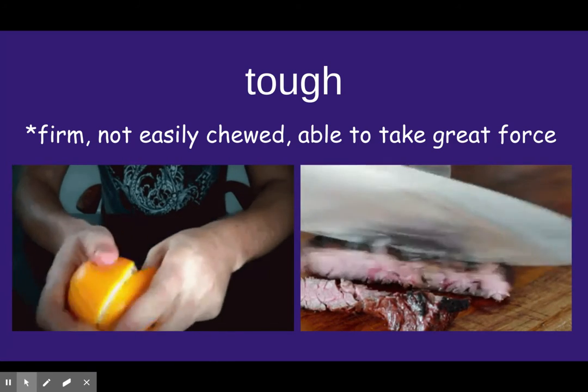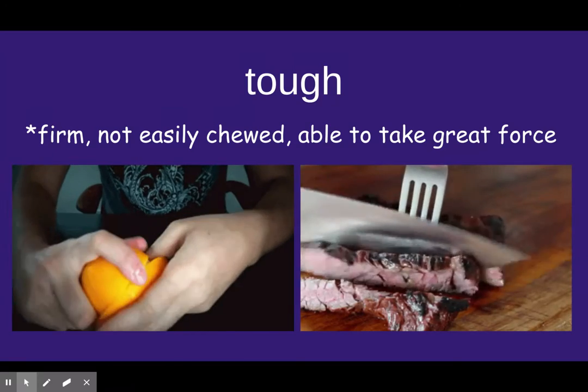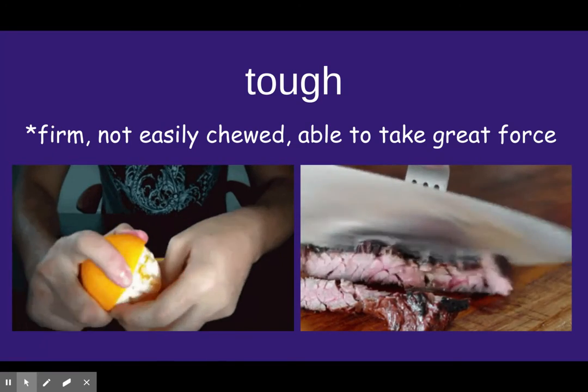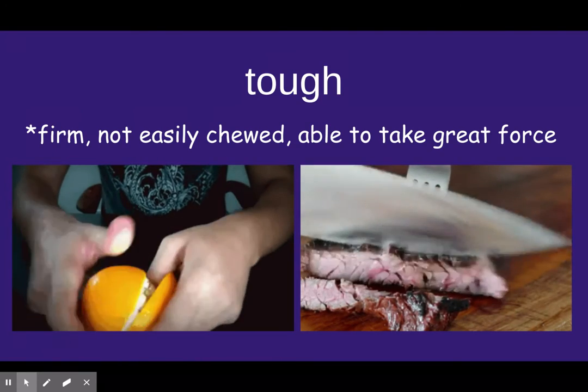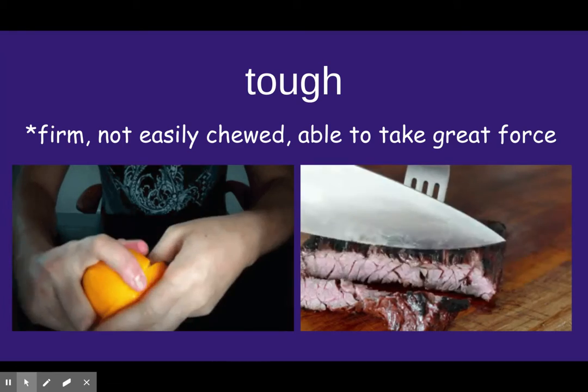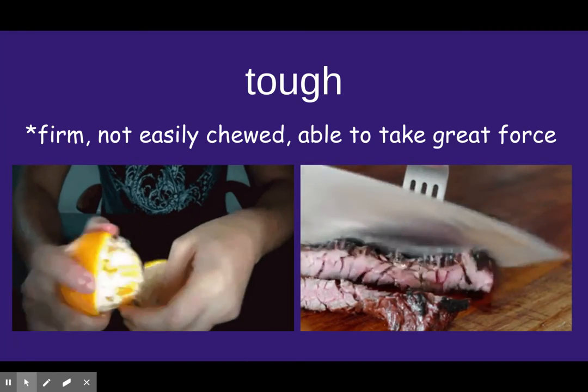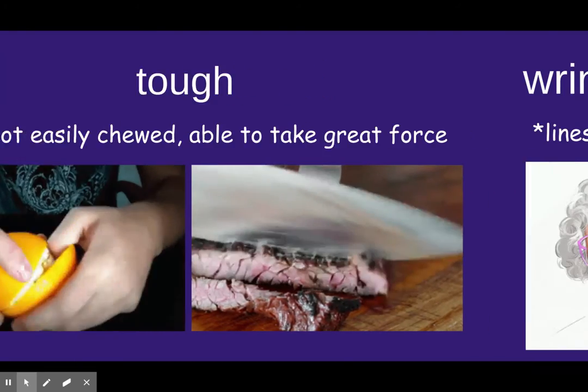Vegetables, if they're not cooked all the way, can be tough. So if you notice, he's having a very hard time cutting that piece of meat because it's very tough, firm, not easily moved or broken apart.